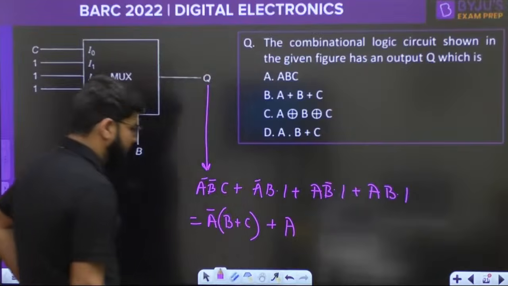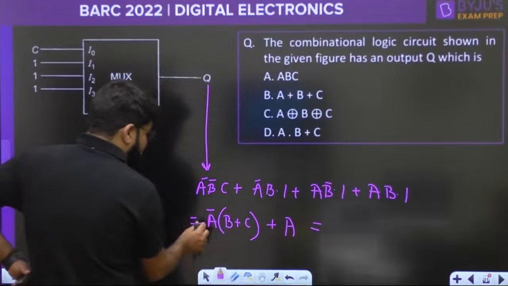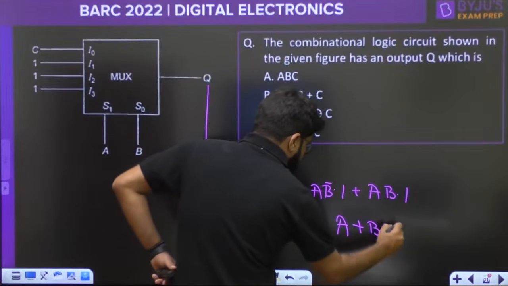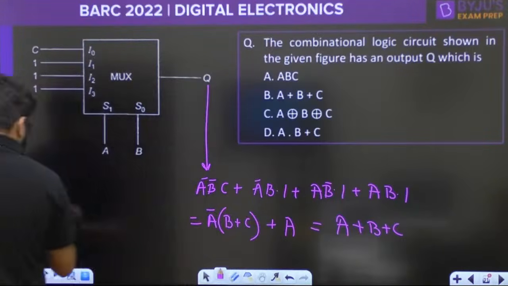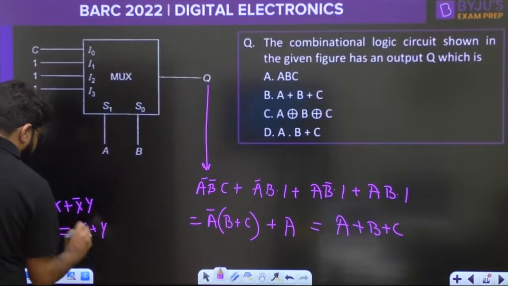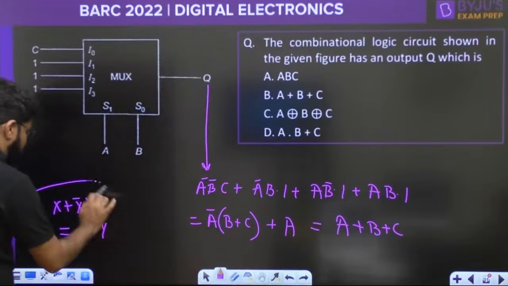B plus B bar is 1. A common, B plus B bar is 1. Okay. Now, A plus A bar into X will be A plus X. So you might have observed I am using this very commonly, and this is actually very common. X plus X bar Y, absorption, is X plus Y. This complement will be omitted. X plus X bar Y is X plus Y.